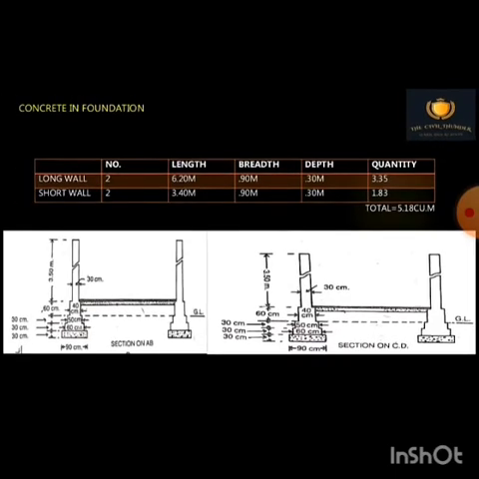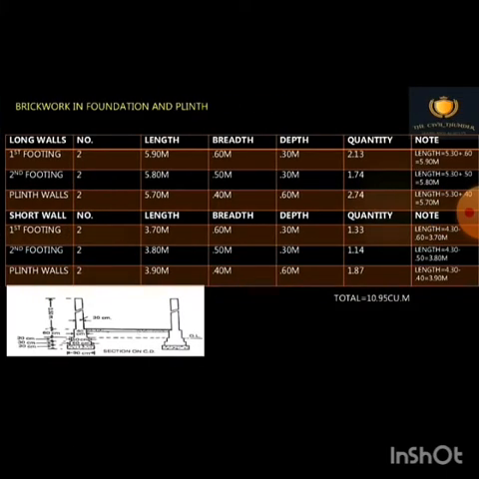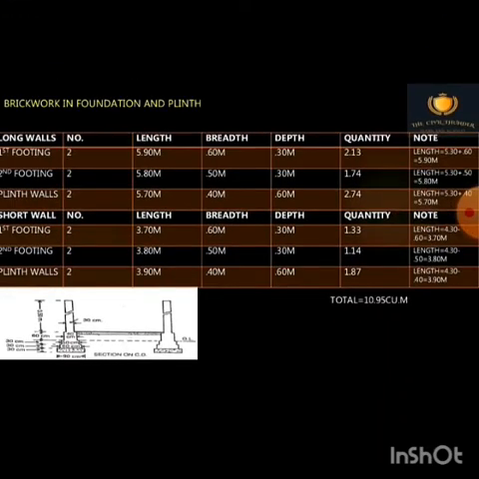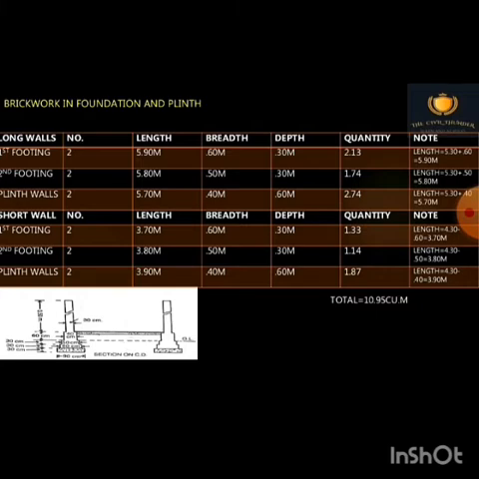Now the next work we are going to perform is brickwork in footings. The length of the long wall and short wall has to be calculated again for both footing 1, footing 2 and plinth walls. As I have already told you the formula for length.